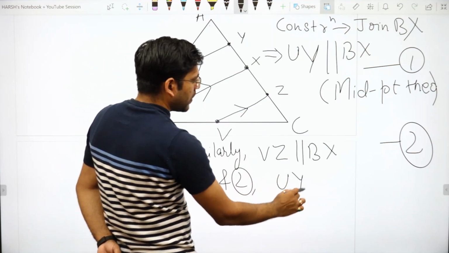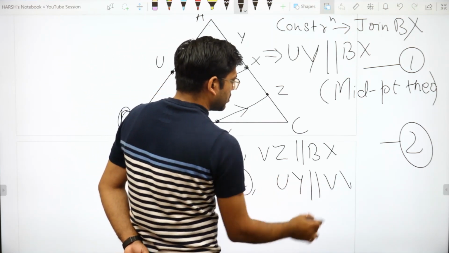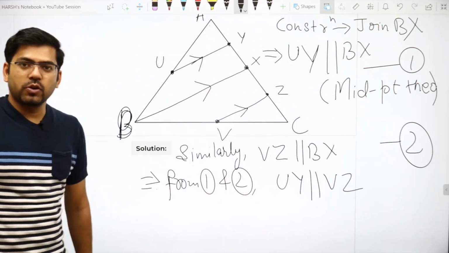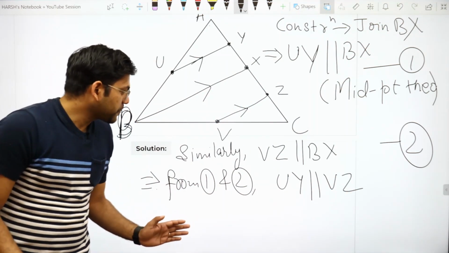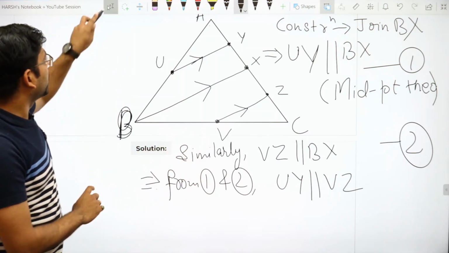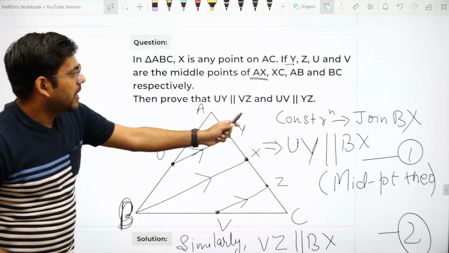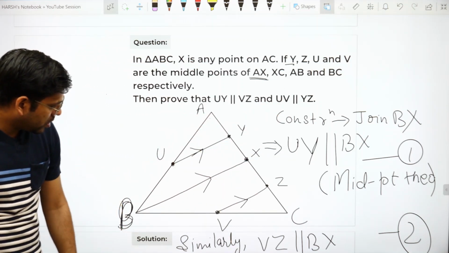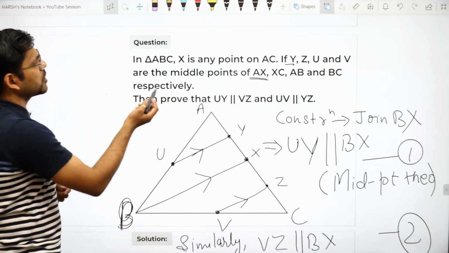That UY is parallel to VZ. So UY is parallel to VZ is proved. In the first question, UY is parallel to VZ. And second, it is said to prove UV is parallel to YZ. UV, this UV. Okay, so this is also easier.